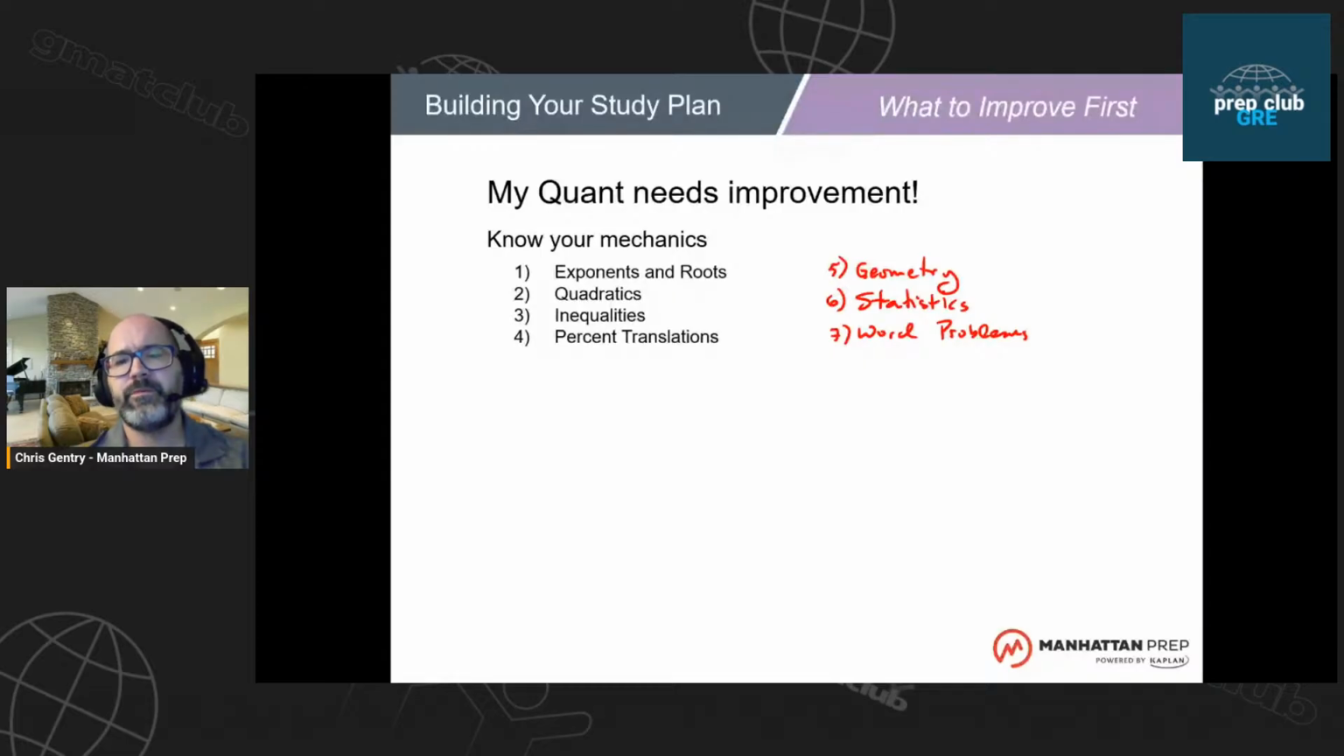Now, keep in mind, if you're studying your mechanics for percent translations, you're going to see actually a lot of overlap between percent translations and word problems. Those two show up together a lot. So just be aware of that. But start with the first 4. Make sure those mechanics are completely solid, because the last thing you want to do is have math notation on your paper and not know what to do next. Make sure the moment you got the math notation on your paper, you're like, I know the next step.